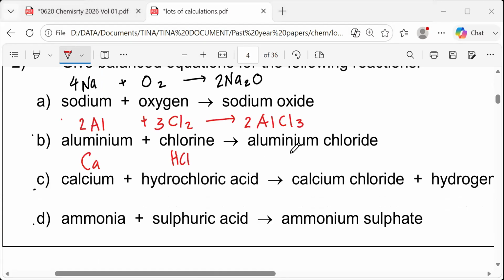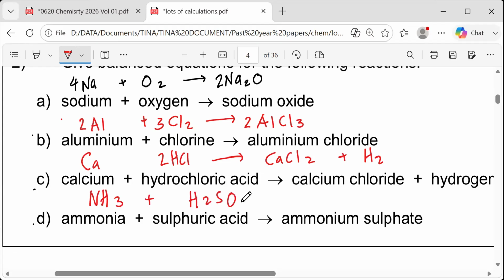Then you get CaCl2 plus hydrogen. Balance the equation. Okay? Alright. Ammonia is NH3. Sulfuric acid is H2SO4. Ammonia is NH3. Ammonium sulfate is (NH4)2SO4. Can you see the difference?